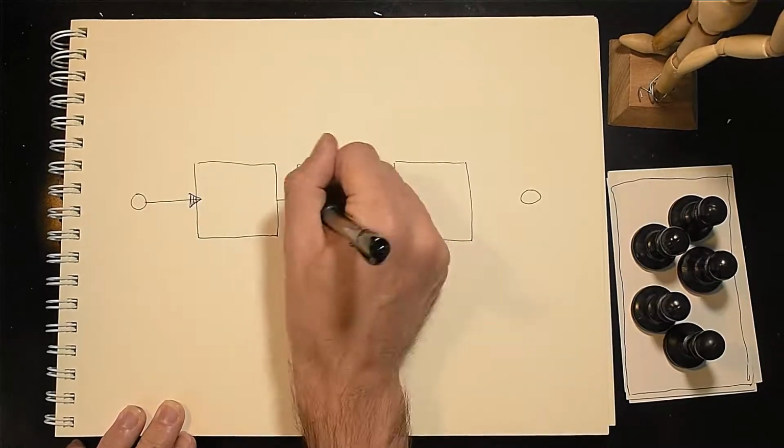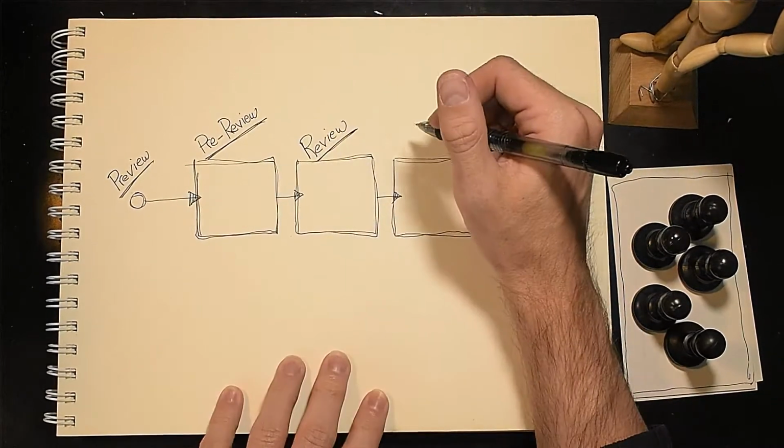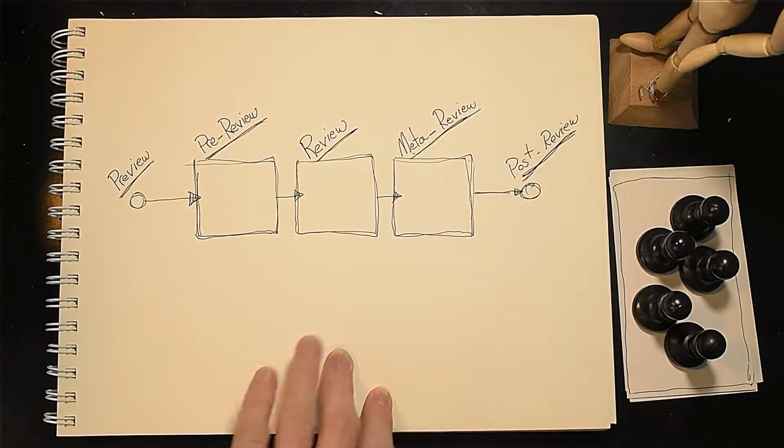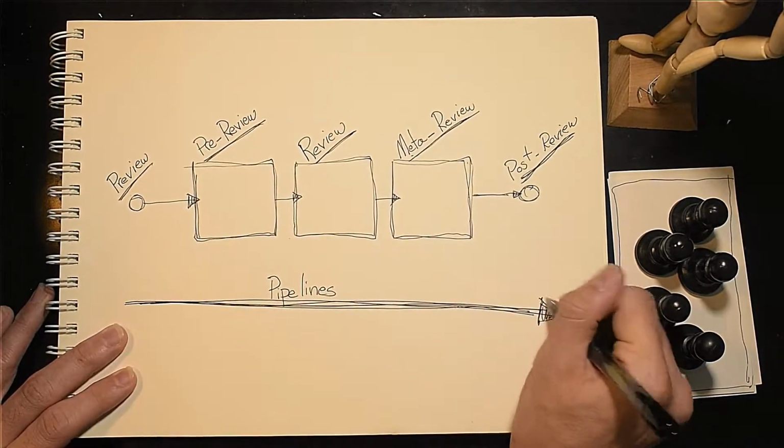This episode will have 5 parts. There's preview, pre-review, review, meta-review, and post-review. Now, you might think this is an episode about review, but it's actually about pipelines.